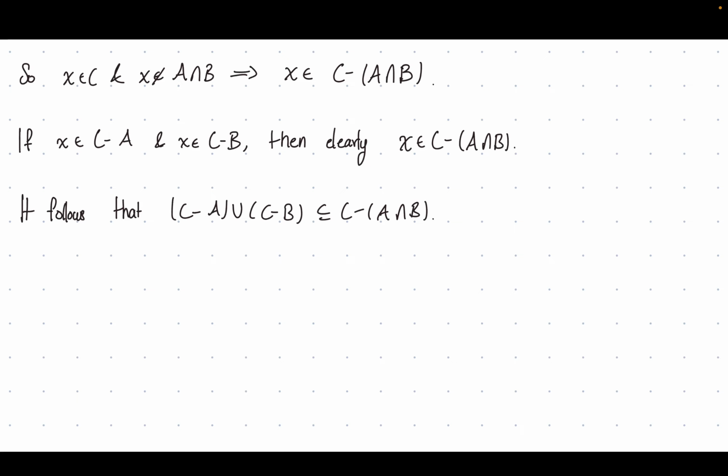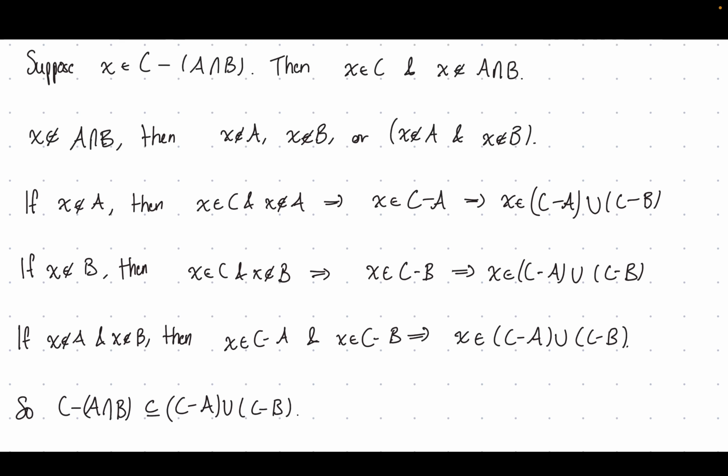All right. So we conclude that C minus A intersect B is the exact same set as C minus A union C minus B. And that's our proof. There we go.